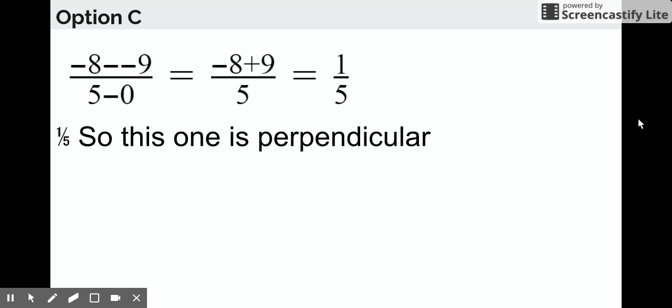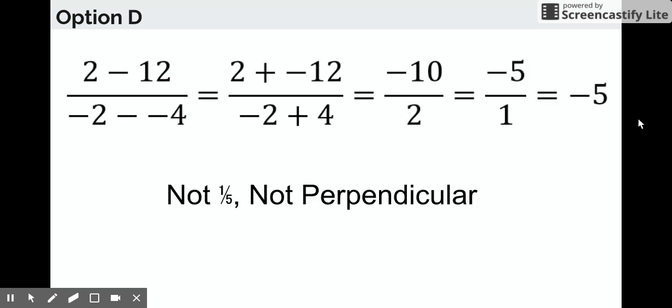The final fraction is 1/5. This is the slope we were looking for. Option C would be a perpendicular line to the given equation. We will continue to prove that the other options are incorrect. Now we have to find the slope for problem D.